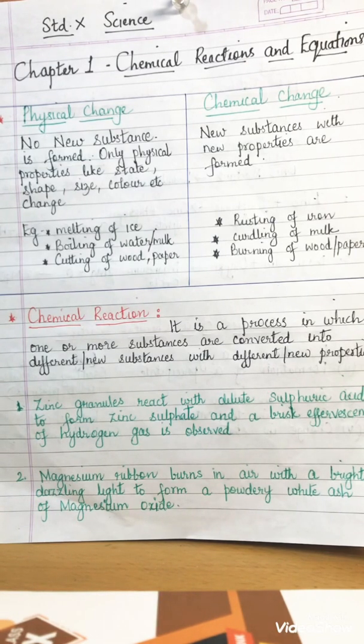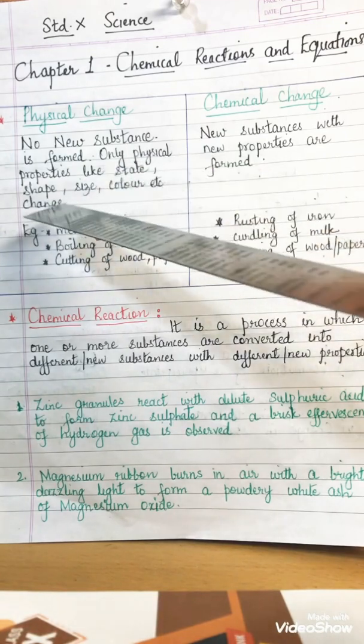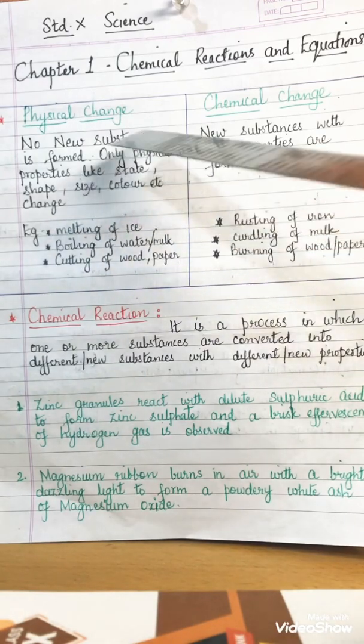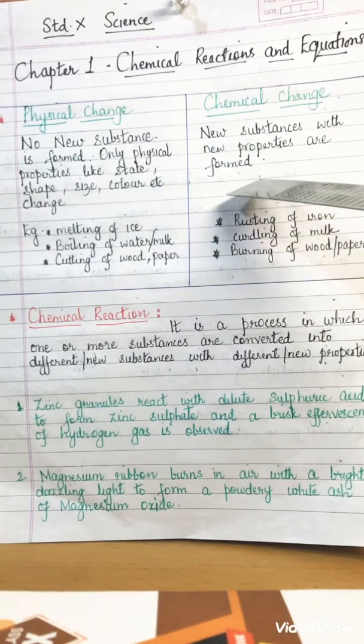Today I'm going to begin the first chapter of Standard 10 Science, that is Chemical Reactions and Equations. Now before we begin this chapter, it is very important for us to know the basic difference between physical change and chemical change. The basic difference is that in a physical change, no new substance is formed. Only physical properties like state, shape, size, color, etc. change. Whereas in a chemical change, always new substances with new properties are formed.